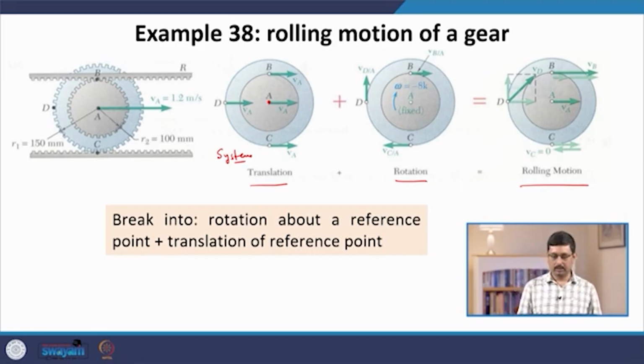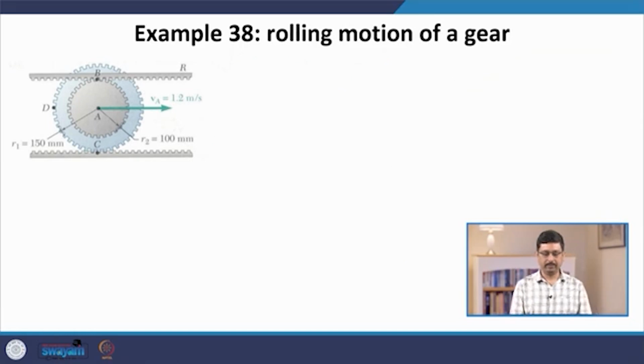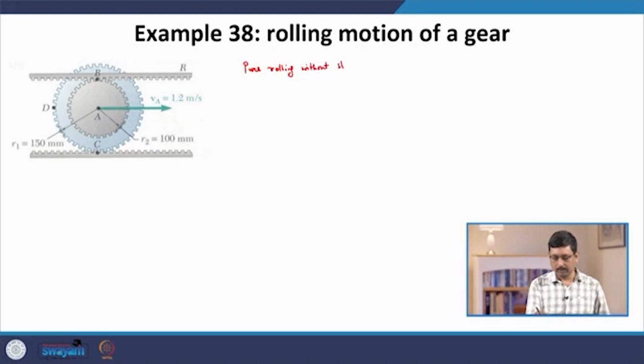Now, let us calculate the numbers. The first thing to note is that we are going to assume this condition, that this is pure rolling without slipping.